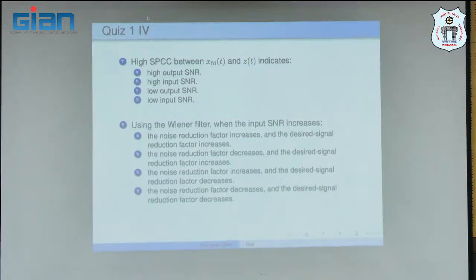So if we have less noise at the input, the Wiener filter doesn't need to work much. So it's less aggressive. So it reduces less noise, which means that the noise reduction factor decreases. Okay, good. What about the desired signal reduction factor? Also decreases because we have less distortion because the input SNR is high. So it's D, correct.